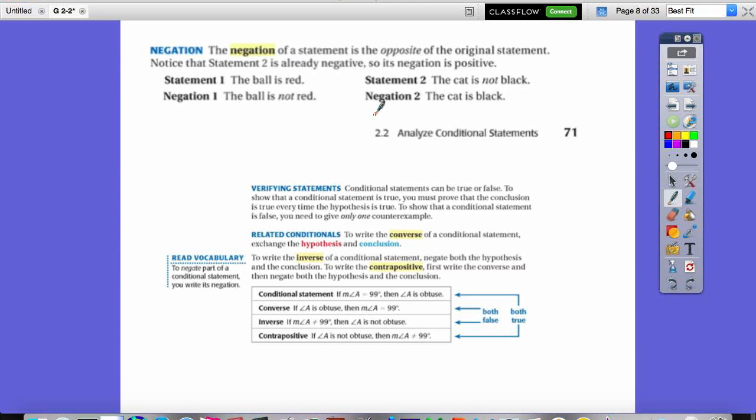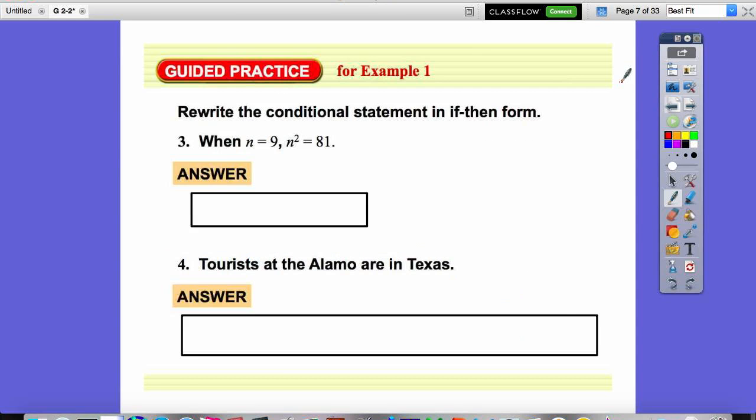Before we do that, let's actually talk about negation. Now, negation of a statement is the opposite of the original statement. So the ball is red. The negation of that would be the ball is not red. So back here, if tourists are not at the Alamo, they are not in Texas. That actually would not work because you could be not at the Alamo, but you could be somewhere else in Texas.